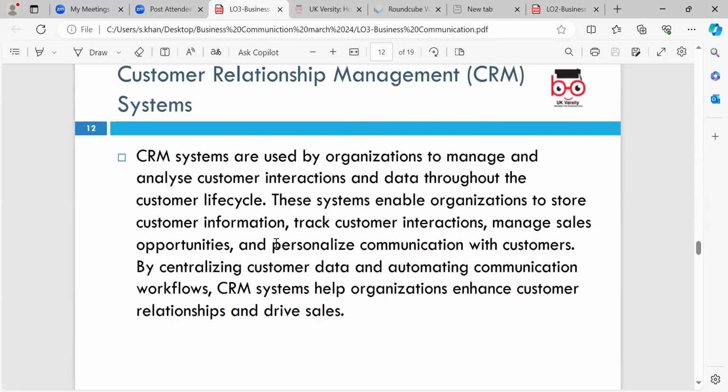Customer relationship management, CRM system. CRM systems are used by organizations to manage and analyze their customer interactions.